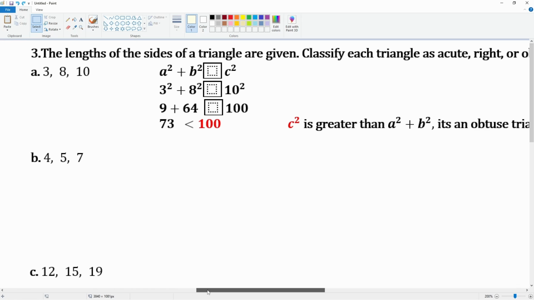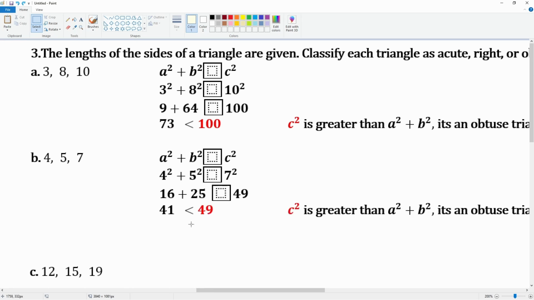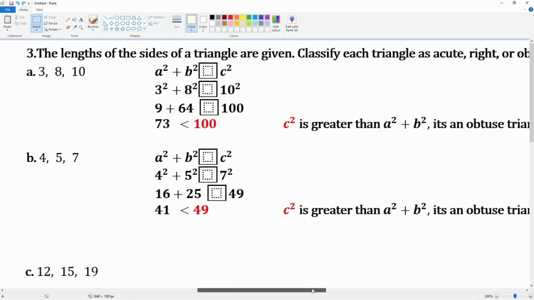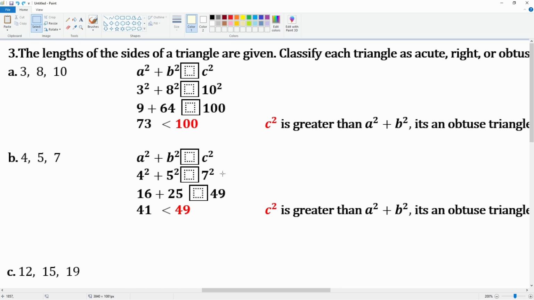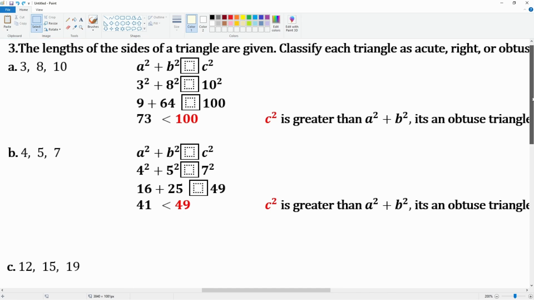Okay, you're going to do the same idea here. A squared plus b squared and c squared, plug in the values. Notice here that the 49, which is the 7 squared, is still bigger than a squared plus b squared, which is your 16 plus 25, therefore making it an obtuse triangle. Okay, this is the converse.